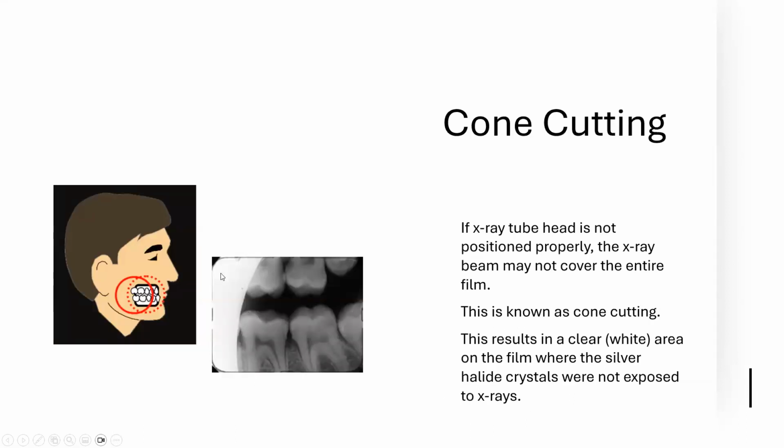Cone cutting. This is the cone cutting I was just mentioning earlier. If you are not focusing properly and you are not placing the central beam in such a way that it exposes the whole film, then this white or unexposed area will be there, which we call cone cutting.